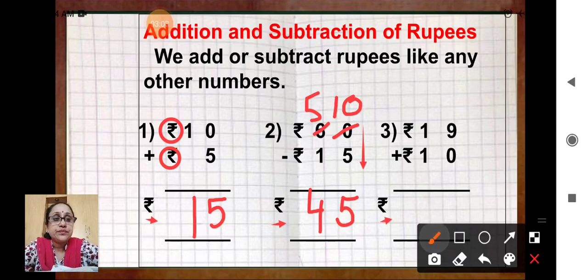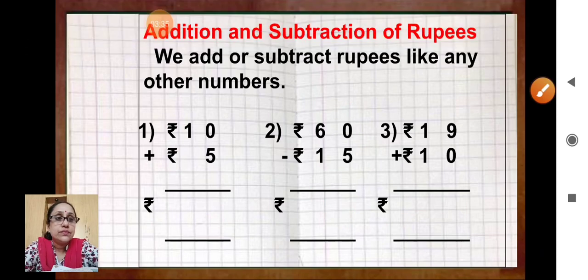Question 3. Rupees 19 plus rupees 10. 9 plus 0 is 9, and 1 plus 1, 2. So our answer is rupees 29. Okay children, is it clear to you?